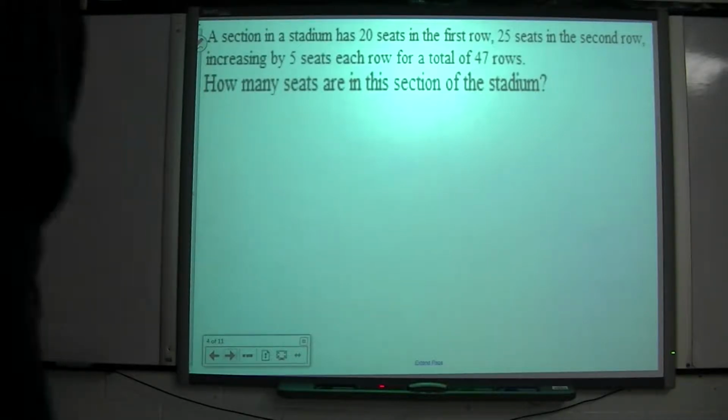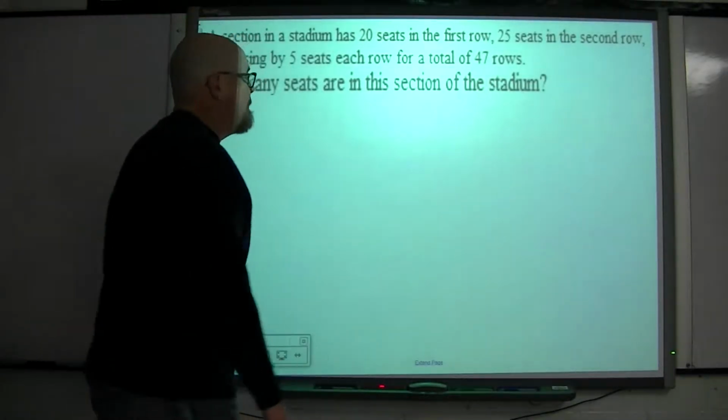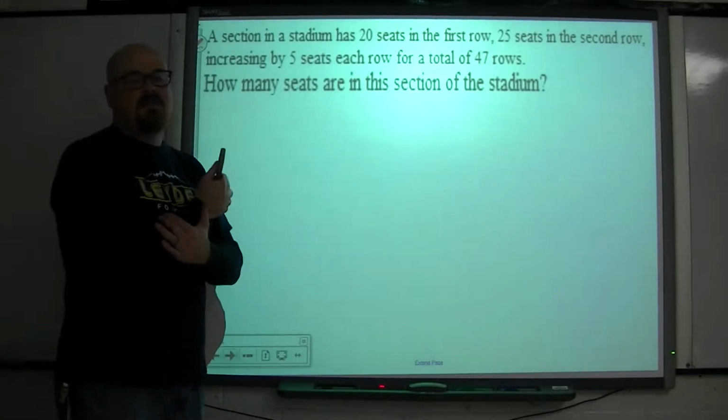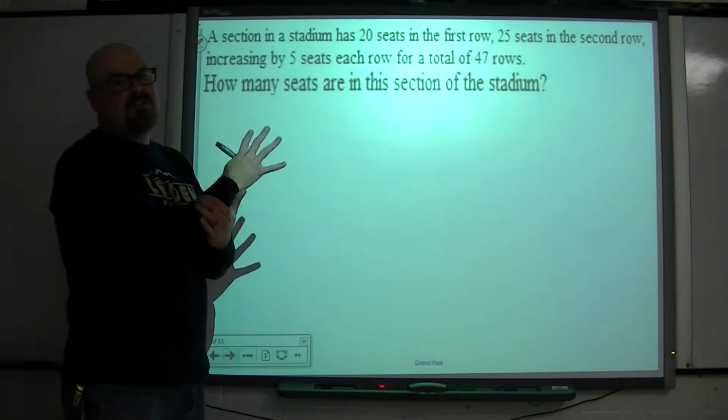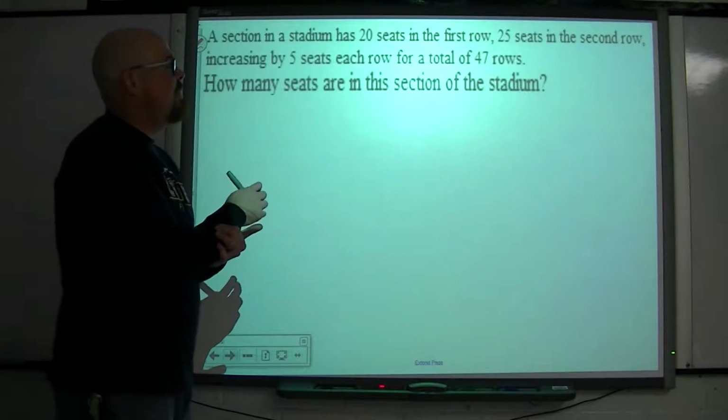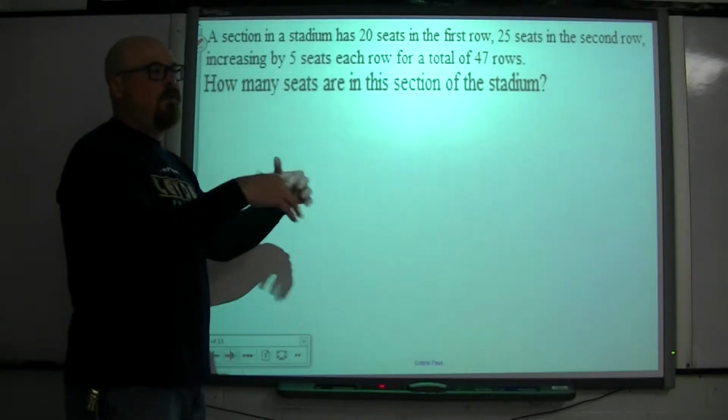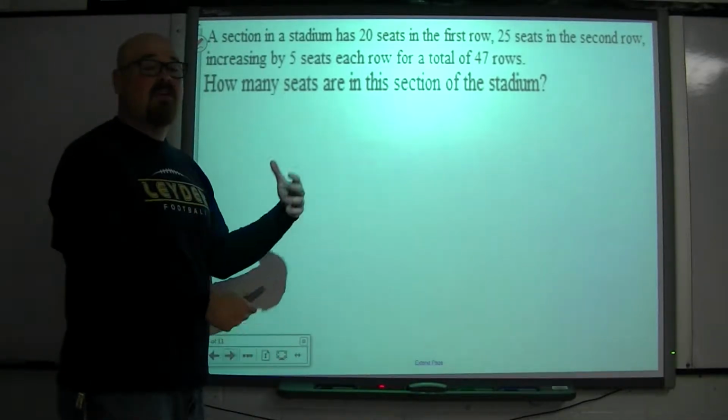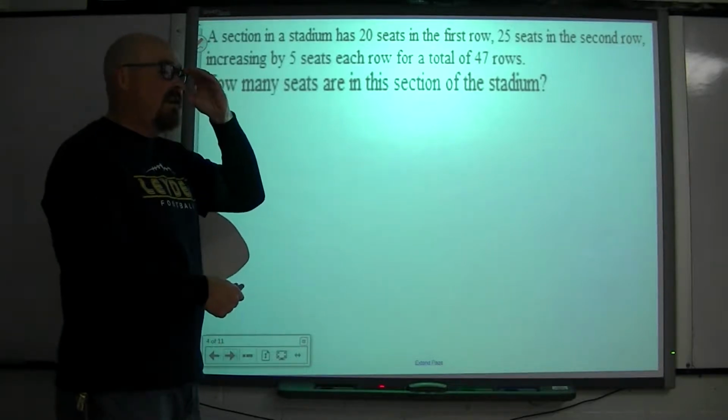Okay, let's look at the stadium seats question. A pretty popular question. I've seen this on a few standardized tests, even variations of this. And this problem can be done rather than just brute force adding all of these numbers together. This is a problem involving an arithmetic series.